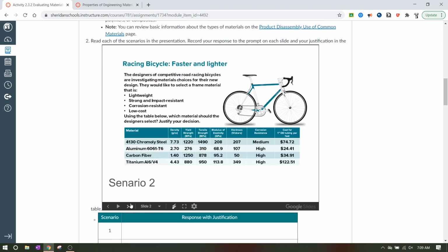Second slide is the racing bicycle. And it says, the designers of competitive road racing bicycles are investigating materials choices for their new design. They would like to select a frame material that is lightweight, strong and impact resistant, corrosion resistant, low cost. Using the table below, which material should the designer select and justify your decision? Notice that these are not just aluminum, because this is a specific variant of aluminum or chromoly steel or carbon fiber. These are very specific materials that are being used here. Look at the data and see which one would actually work out.